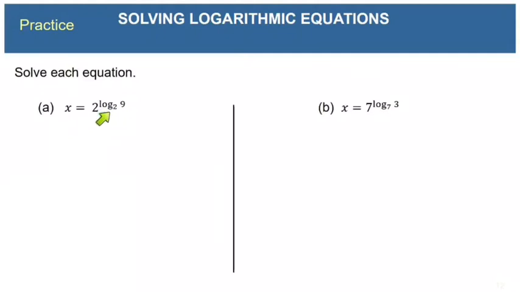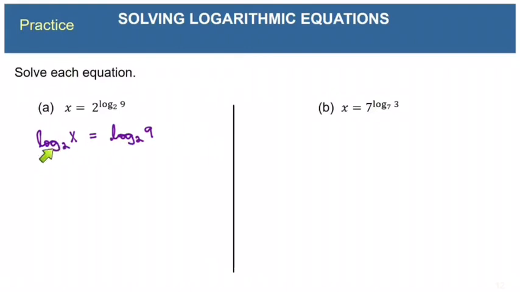Now here we have a couple of equations that are not really log equations, although they do contain log expressions. So what we can do to solve these is take them out of the exponential form that they're in and write them in log form. And so let's try that. We've got x equals 2 to the log base 2 of 9. Let's change it into log form. So we would say log base 2 of x equals this exponent, which is log base 2 of 9.